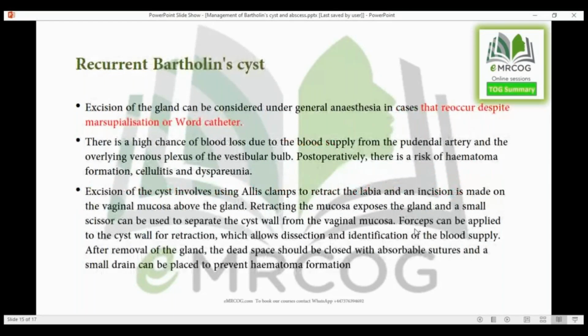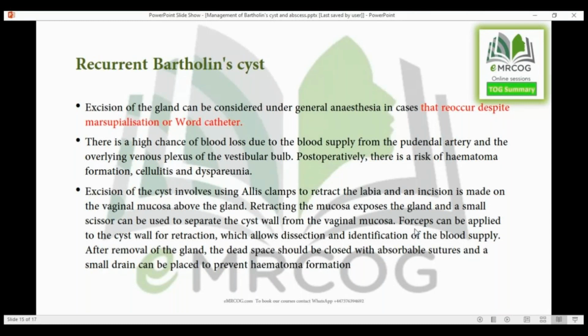Okay, last but not least, the excision of the gland. When should we do excision of the gland itself? When we have a recurring cyst or abscess despite marsupialization or Word catheter or other techniques.